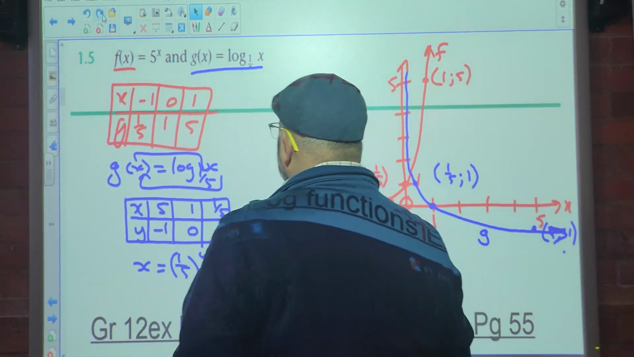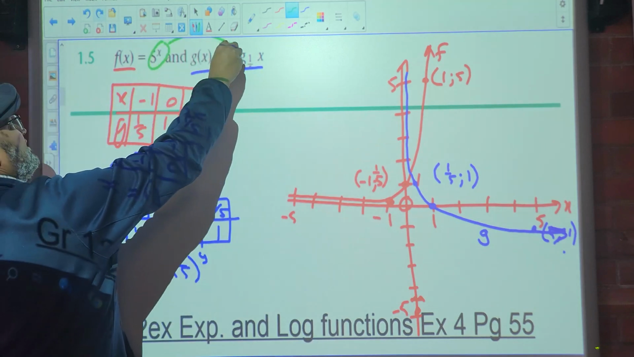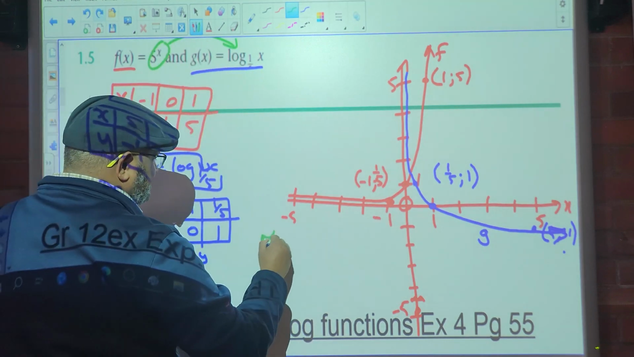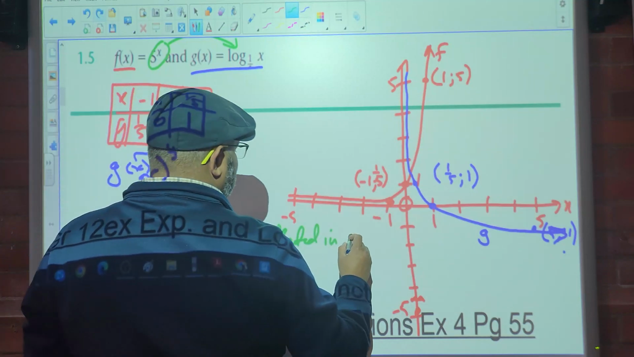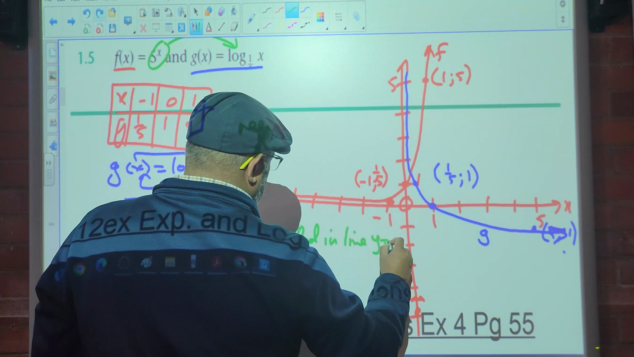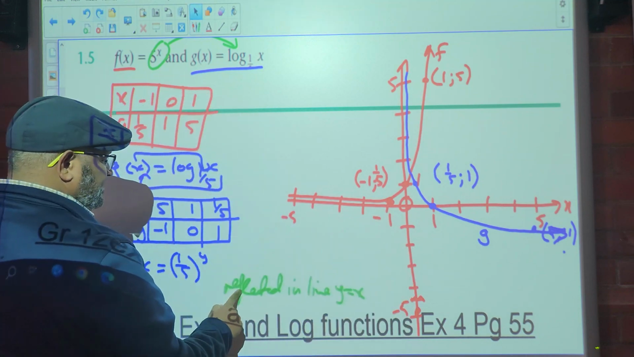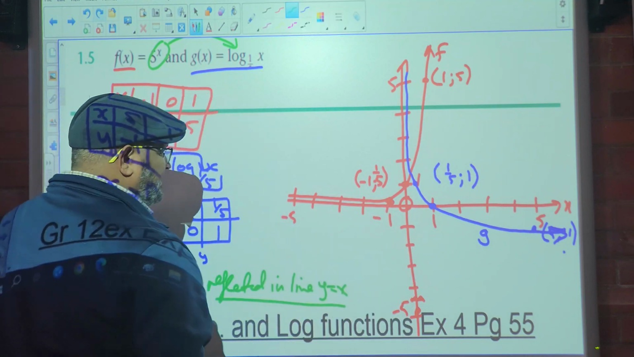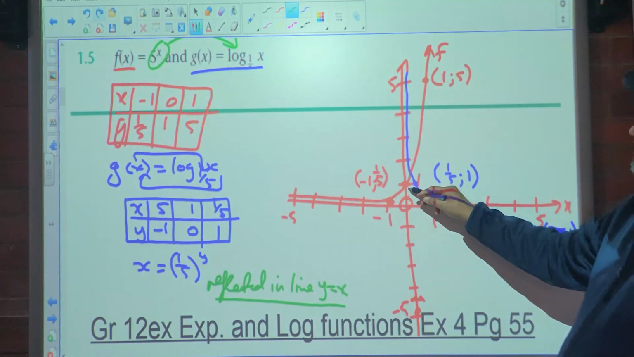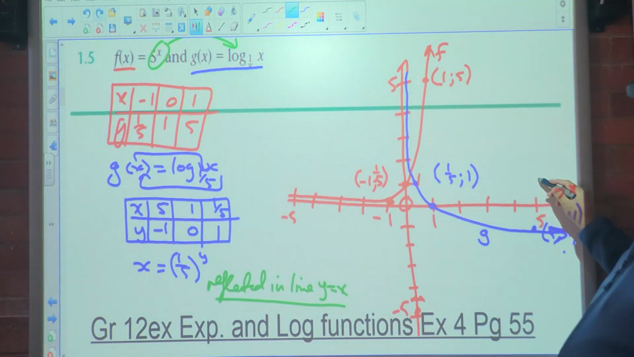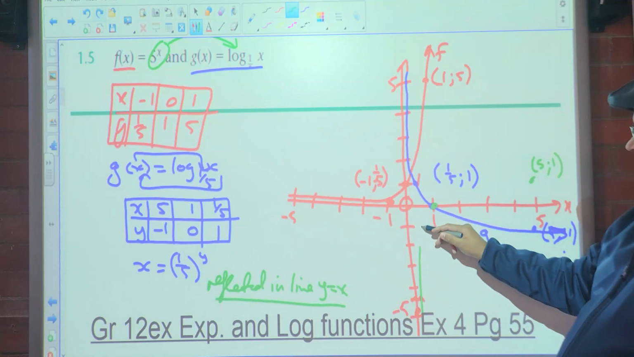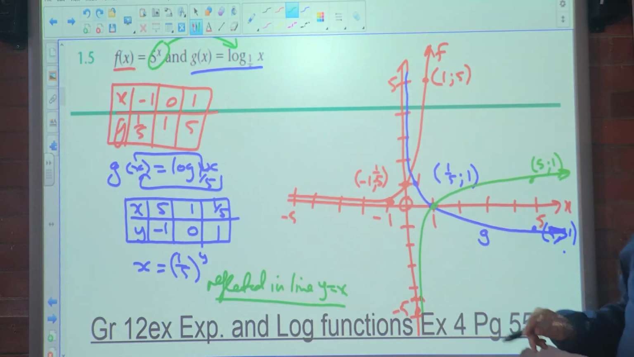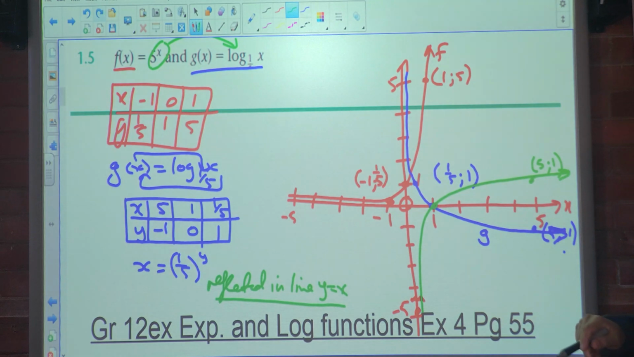Otherwise, we could have said, okay, moving from exponential to log, it's reflected in the line y is equal to x. By reflecting the line y is equal to x, the f of x graph, 1 and 5 becomes 5 and 1. And then 1 and 0 becomes 0 and 1. And the other point is now here. So that's that graph. Okay, reflected in the line y is equal to x.